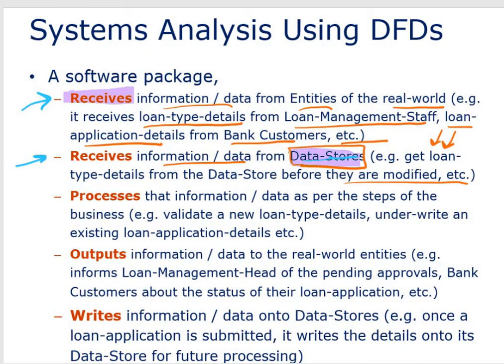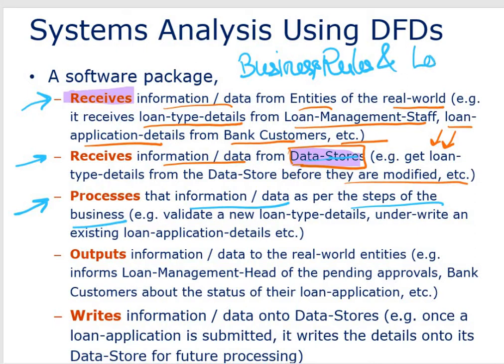Now, once my software has received the data, it is going to process it. So it processes that information or the data as per the steps of the business, as per my business rules and the business logic. For example, I'll validate a new loan type details. This will be underwriting an existing loan application details and any possible thing, right?